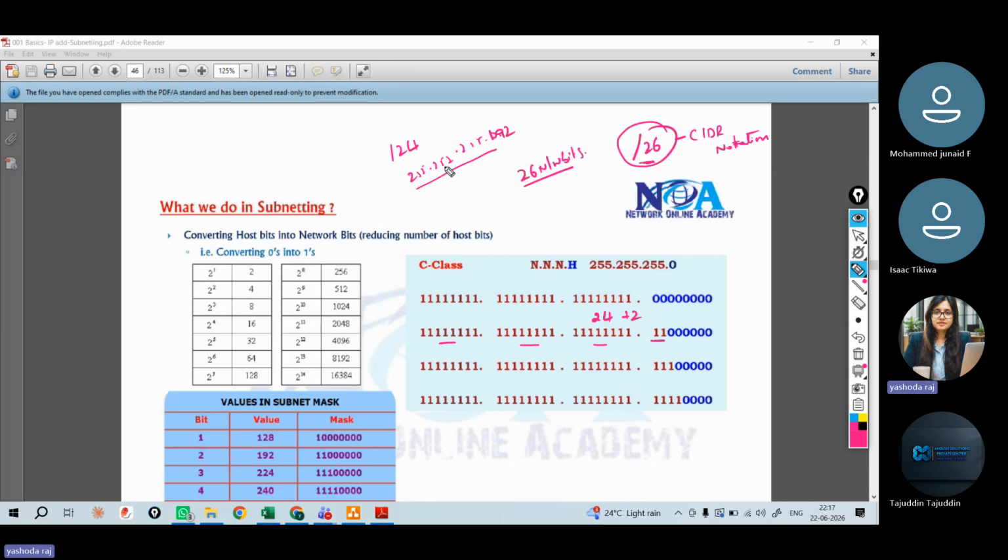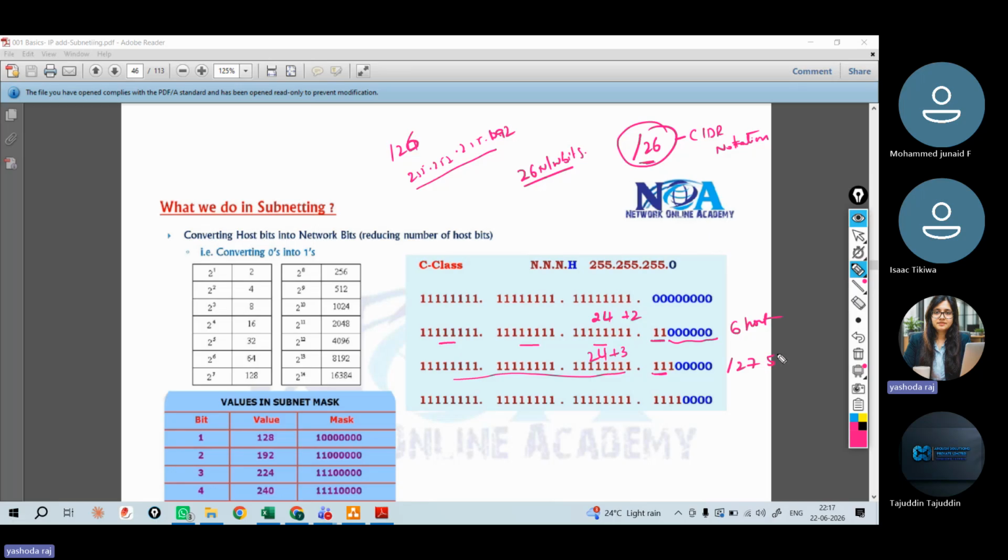So this is the subnet mask for slash 26, that is 255.255.255.192. Next example we'll take. How many ones do we have here? 24. How many converted bits do we have? Plus 3. Can I write this as slash 27? Yes, because 1 represents the network and 0 represents the host. So here how many host bits do I have? 5 host bits.